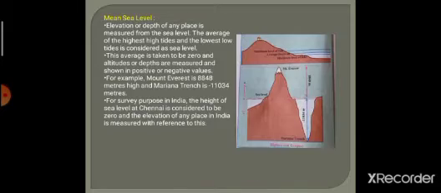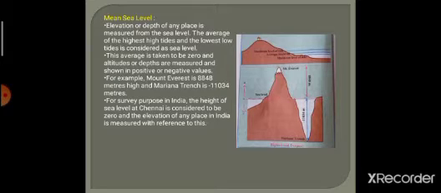Now let us know what sea level is. Elevation, or the height or depth of any place, is measured from the sea level. The average of the highest high tide and the lowest low tide is considered as sea level. This average is taken to be the zero point, and the altitudes and depths are measured and shown in positive or negative values.